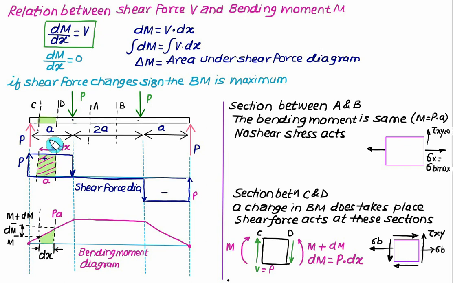Either you can take CD here or you can take CD here. If you take CD here, the bending moment will go on decreasing from C to D. So the value of dM will be negative if you take it on the right support, and the value of dM is positive if you take it at the left support.